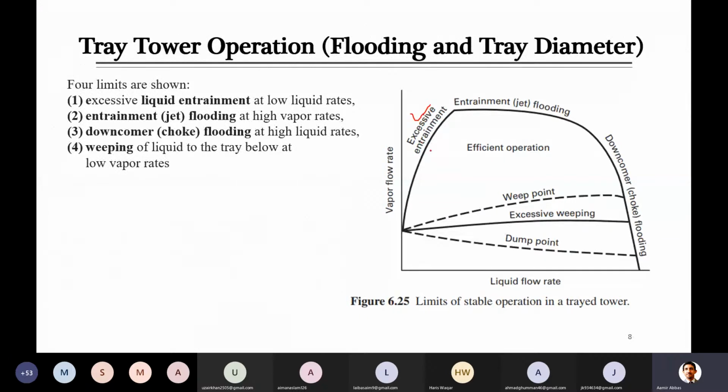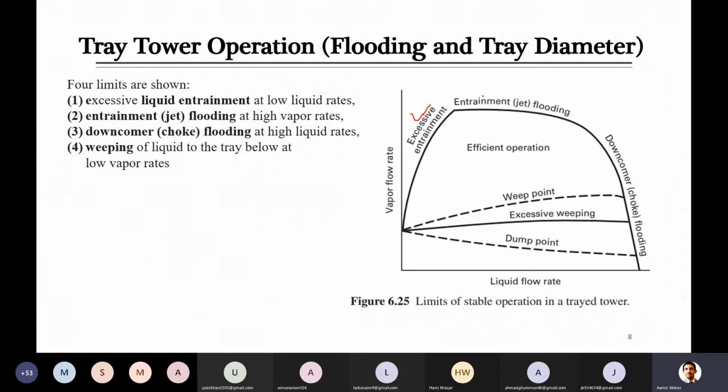Along with the vapor flow rate, if the liquid flow rate also starts increasing, in that case the entrainment becomes excessive, and after that it leads to something called jet flooding. So when there is a very large amount of liquid being carried away by the vapor, and also the liquid flow rate is sufficiently high.